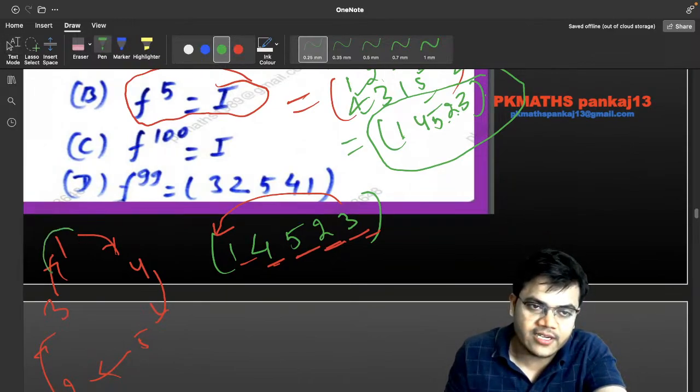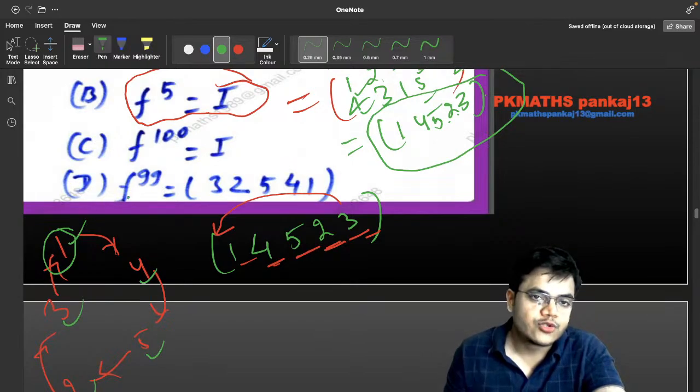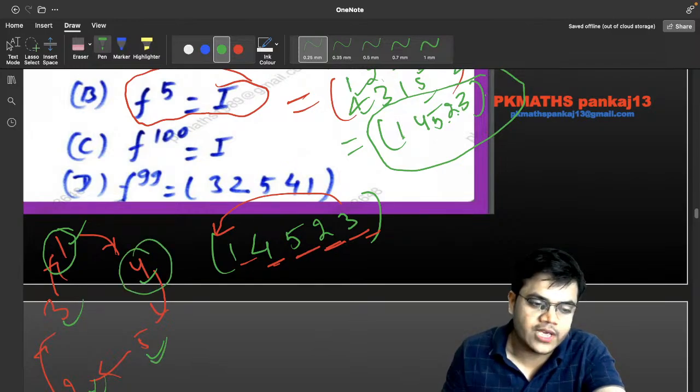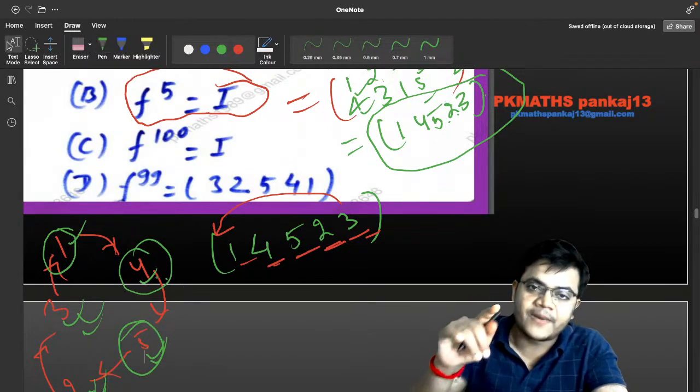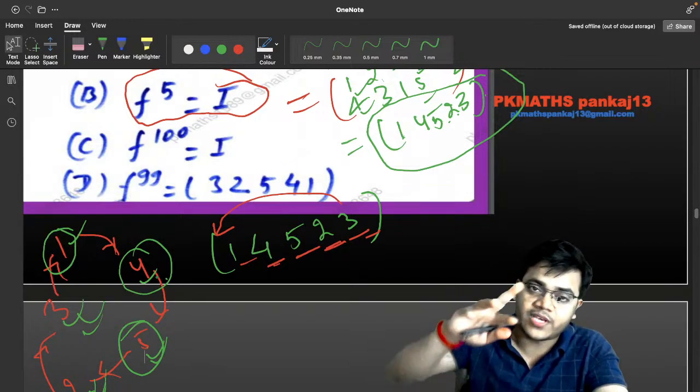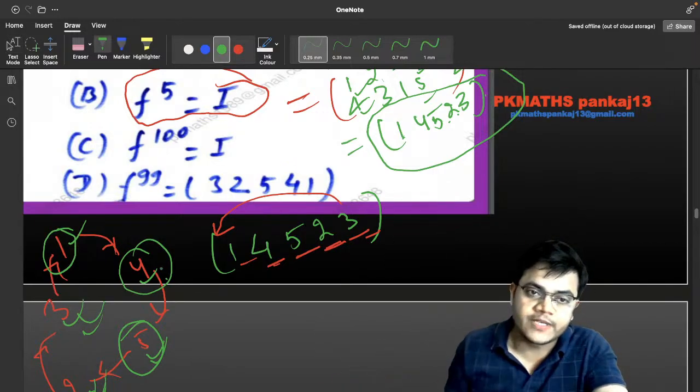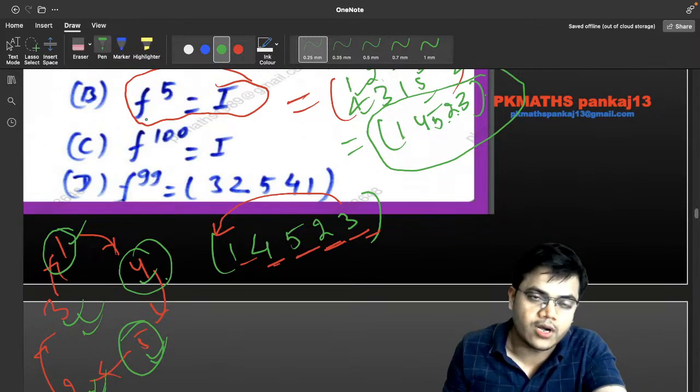So you can easily understand that after skipping these 4 elements we are coming to 1. So certainly after skipping these 4 elements we are coming to 4. After skipping these 4 elements we are coming to 5. So after skipping n minus 1 number of elements we are coming to the same element. It means certainly n is the order of this permutation.